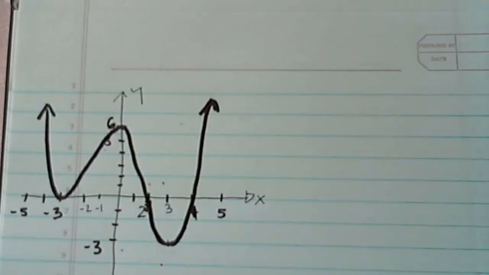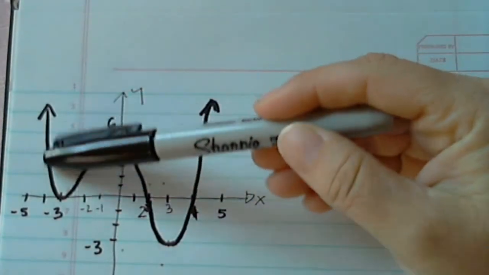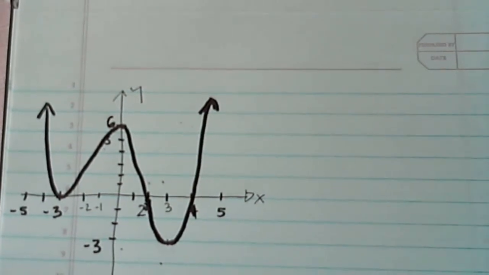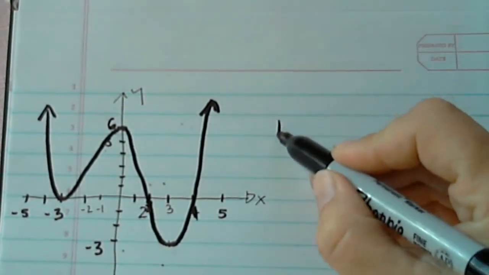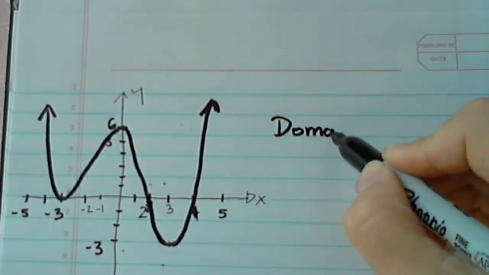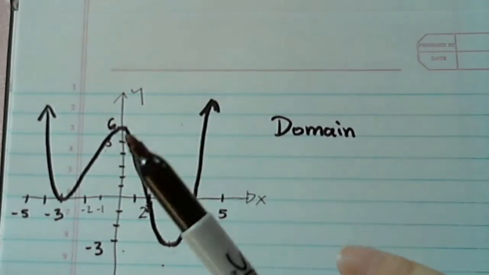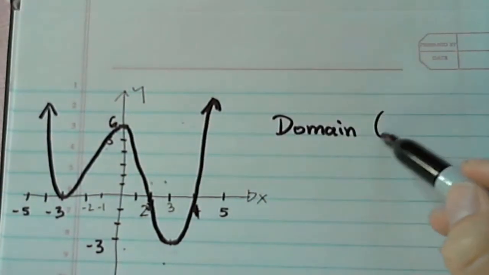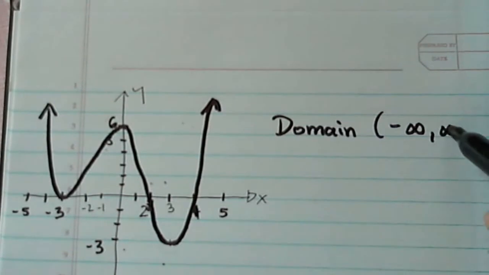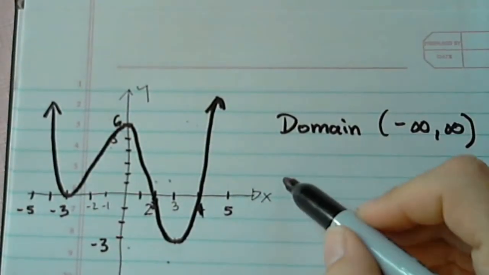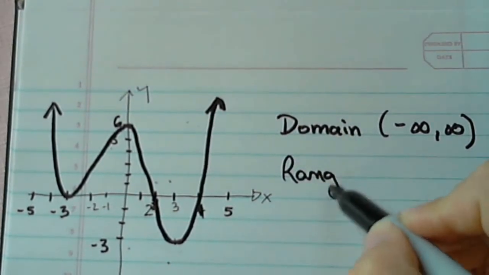Here's another graph, similar to what we've done in class today. Here we go. It has arrows. They both go up. Now I can ask you several questions. The first question would be, what is the domain? The domain, since the arrows keep going up, and it keeps going, is negative infinity to infinity. Now my next question, what is the range?